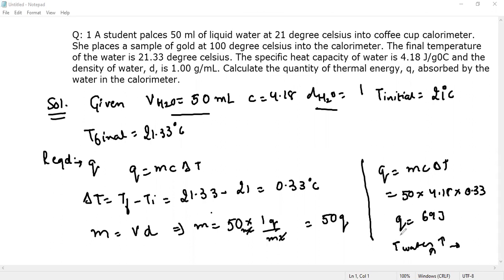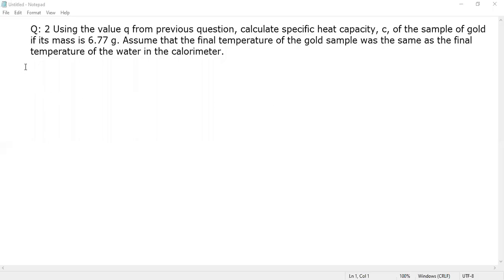Let's go ahead and do the second question on the same topic. This is question number 2. Let's start to work on this one using the value Q from the previous question. Calculate the specific heat capacity C for the sample of gold if its mass is given as 6.77 grams. And what we have to assume is that the final temperature of the gold sample was the same as the final temperature of the water in the calorimeter, right?